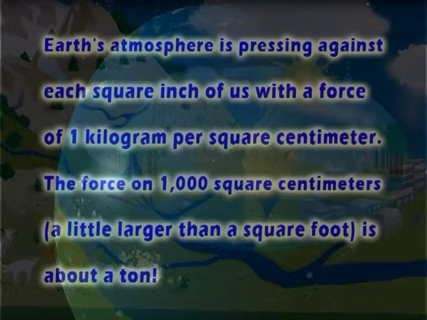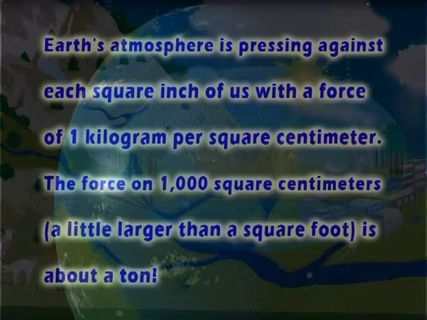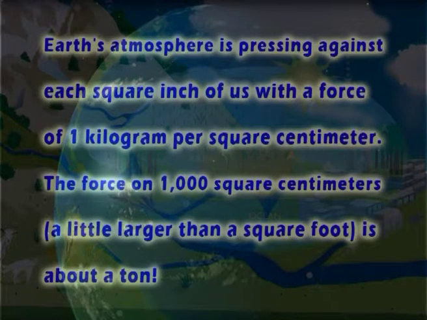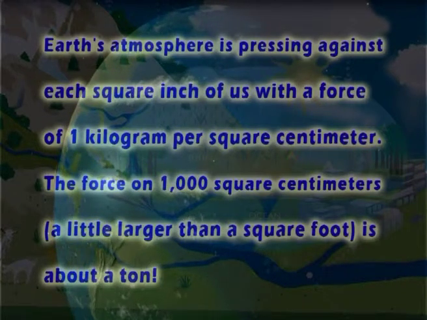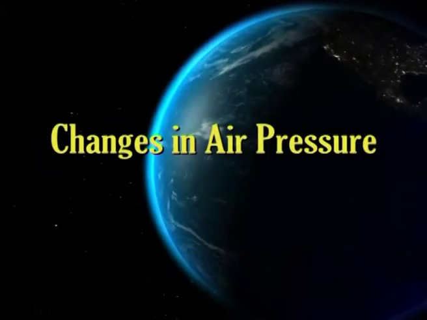Now, let me tell you how much pressure we are under. Earth's atmosphere is pressing against each square centimeter of us with a force of 1 kilogram. The force on 1000 square centimeters is about a ton. It is also surprising that even though all that pressure is crushing us, we stay stiff. We should remember that we all have air inside our body too. That air balances out the pressure outside, so we stay nice and firm and not squishy.